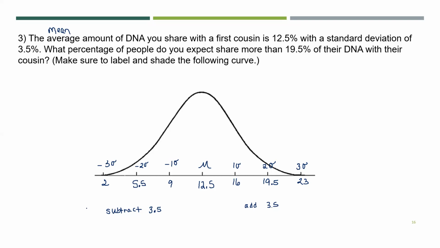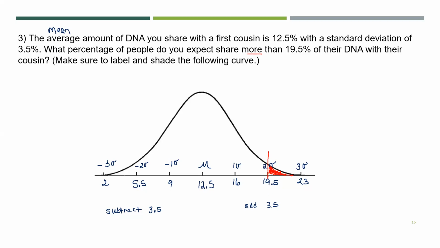Now I can move on to my second sentence, and it asks me, what percentage of people do you expect to share more than 19.5% of their DNA with their cousins? So I am going to note where 19.5 is, and it's right on the 2 standard deviations. So this is my line. And because it is asking me share more, I want to shade to the right of that, up here where the 23% is. So looking at this area that I'm shading, I'm guessing that it's a very small percentage of people who share more than 19.5% of their DNA with a first cousin.